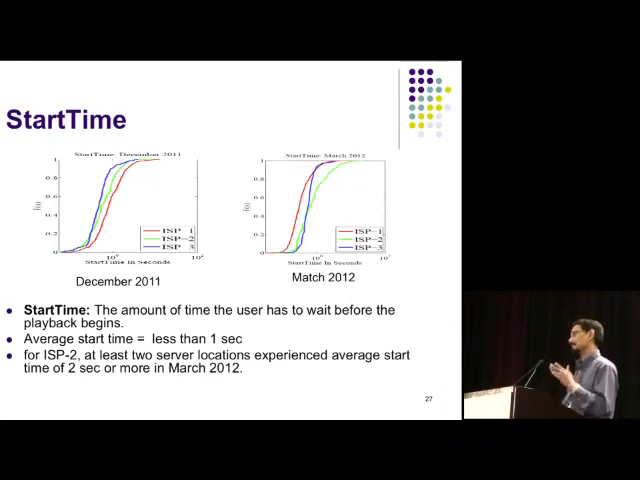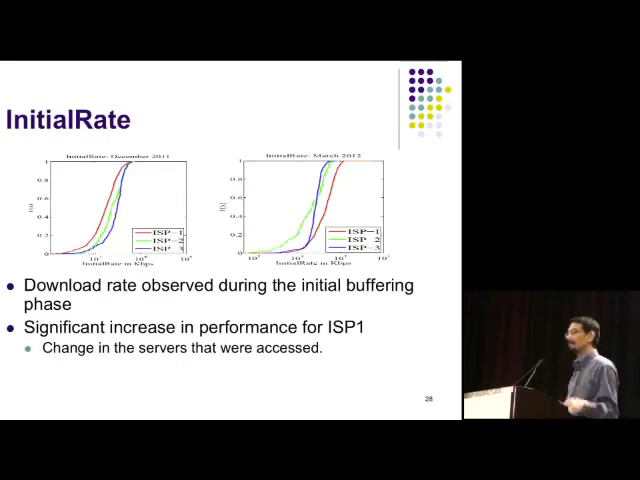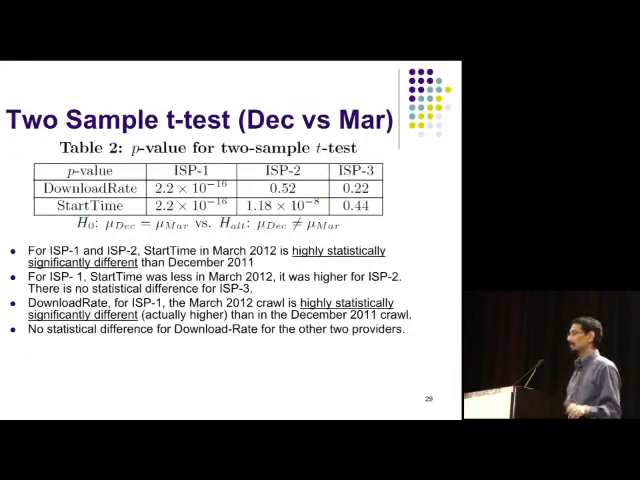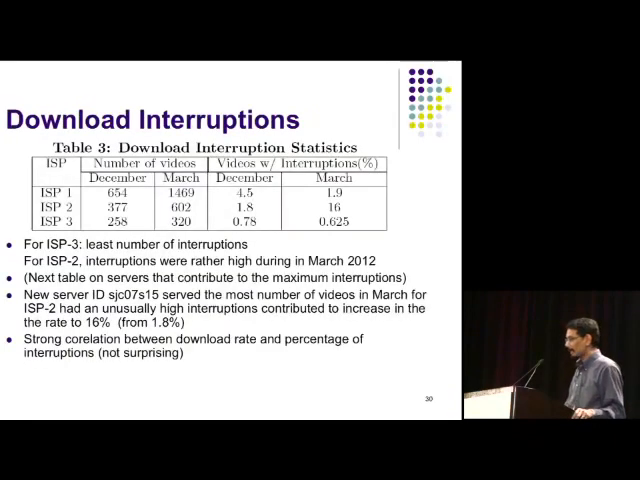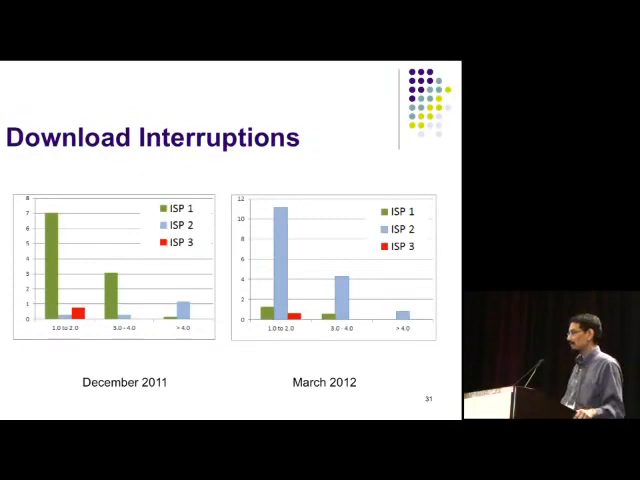And then we see differences going from December to March in terms of how users fare. If you're interested in what happens to 95% of your users in terms of performance they get, we can calculate that information. Similarly for initial rate, we have that information. We did some statistical tests to also say what is the significance of the difference between the December data set and the March data set. And for the interruption part of it, we got information about that in a 30-second clip.